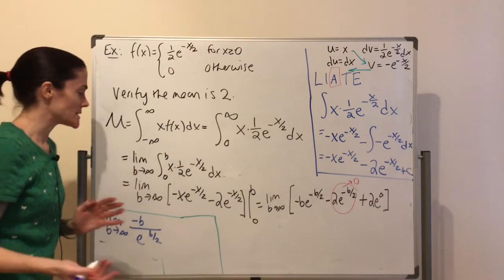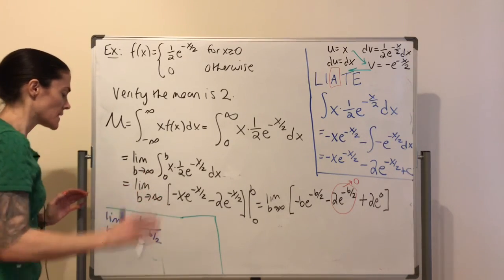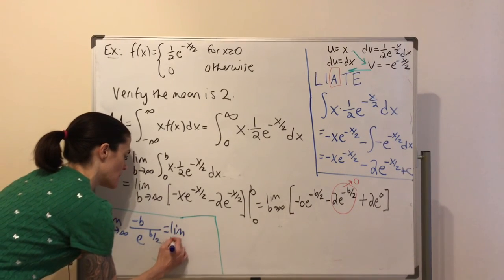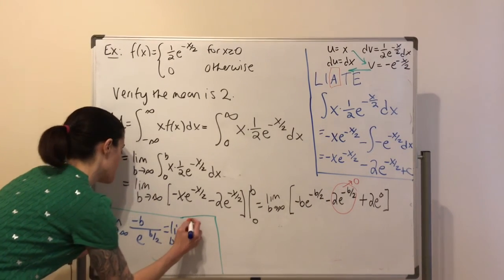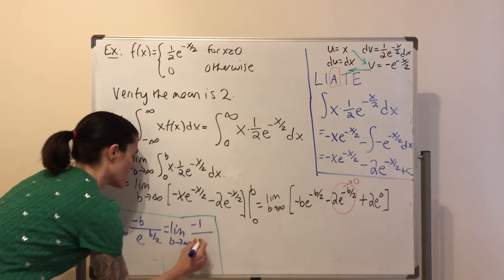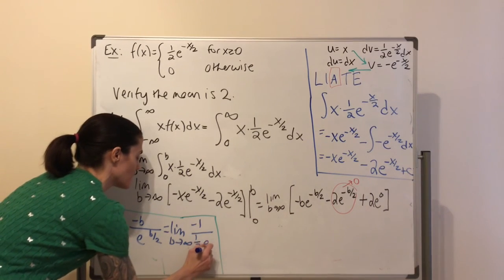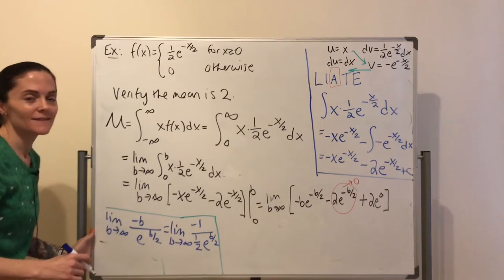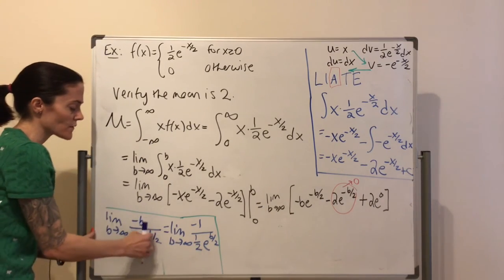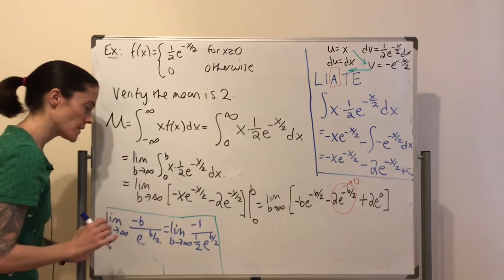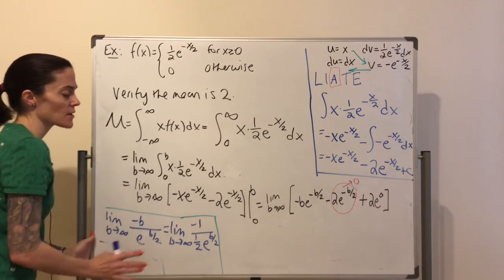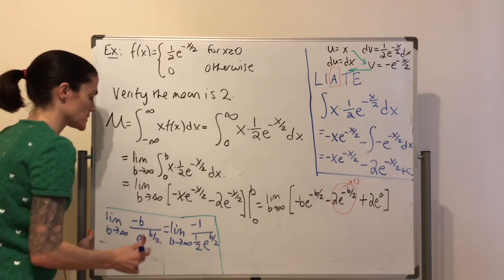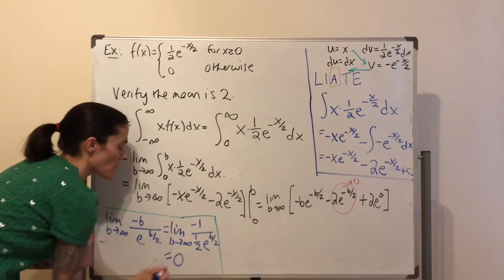You could do L'Hopital, where you take the derivative of the top, take the derivative of the bottom. Maybe I will do that here because I have the time. This would be minus 1 over derivative of the bottom is a half e to the b over 2. This is a chain rule, right? It's not a power rule. Derivative of the inside function is 1/2. Now you see the denominator is growing without bound. The numerator is fixed. This limit is 0.